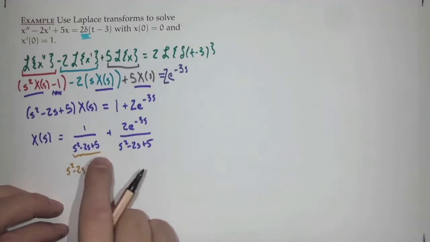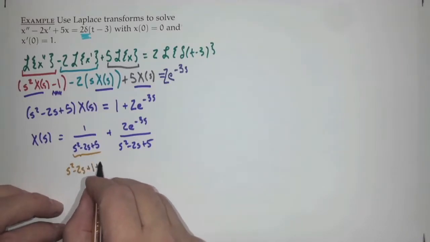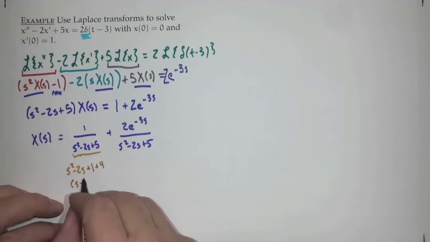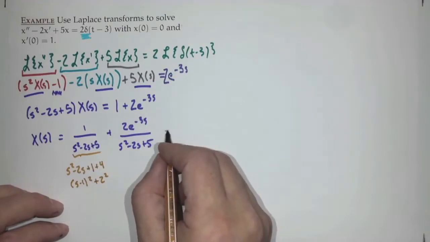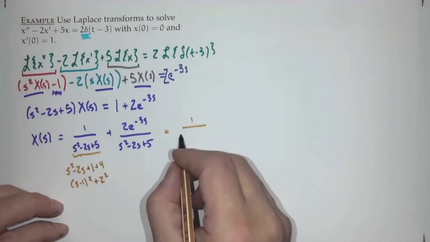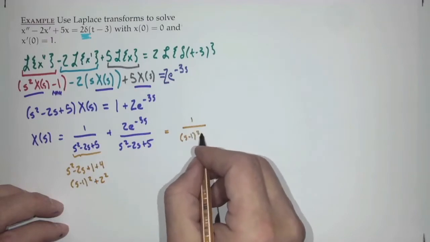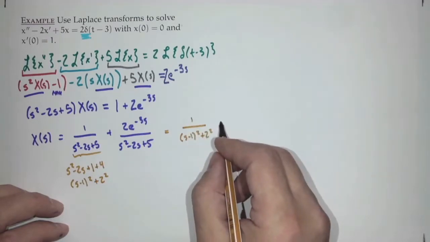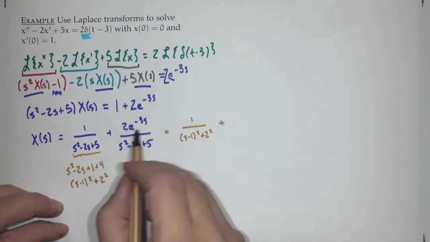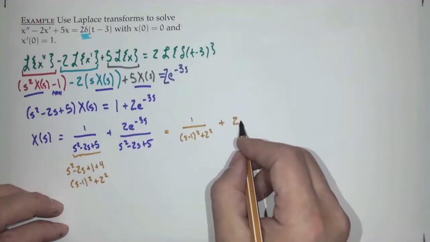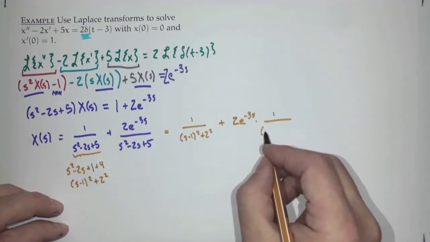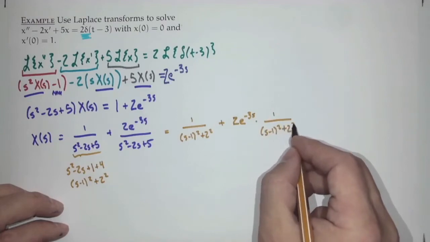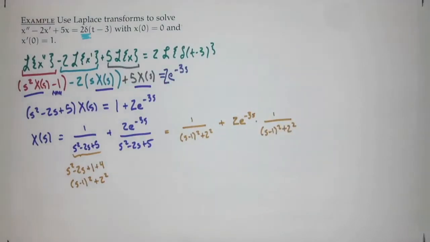The way you get that is minus 2 divided by 2 is minus 1, and you square that. Well, I have plus 5, so what's left over? Plus 4. So it's really s minus 1 squared plus 2 squared. So 1 over s minus 1 squared plus 2 squared. And I'll bring this e to the minus 3s out in front of it. I'll even bring the 2 out. 2e to the minus 3s, 1 over s minus 1 squared plus 2 squared. All right. Now we go back to our table.